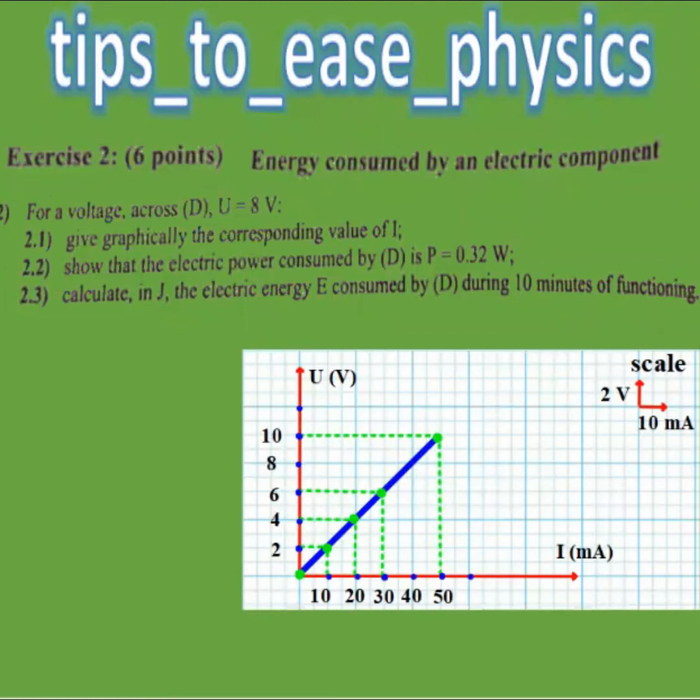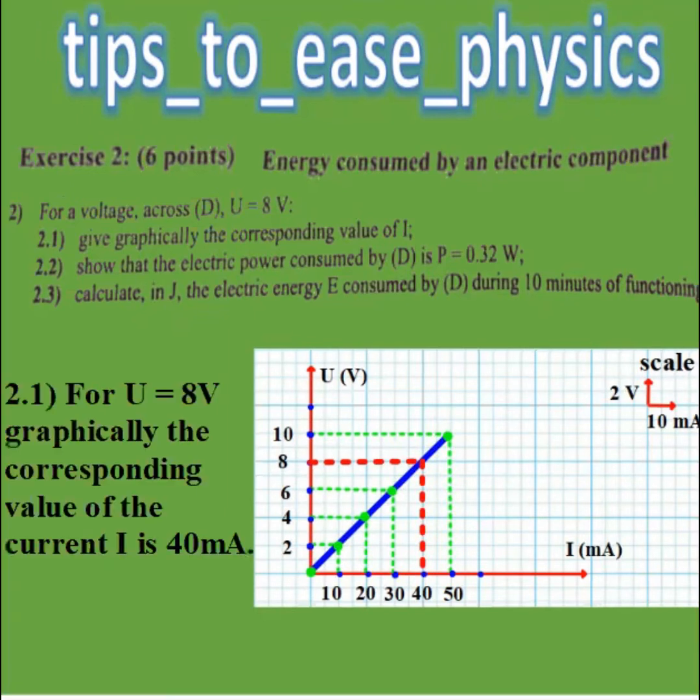Part 2. For a voltage across D, U equals 8 volt. Part 2.1. Give graphically the corresponding value of I. From the graph, we draw a horizontal line from 8 volts until we reach the graph. Then from the graph, we go vertically downward until we reach the x-axis for the current axis, and we can see that it's 40 milliampere. So for U equals 8 volt, graphically the corresponding value of the current I is 40 milliampere.